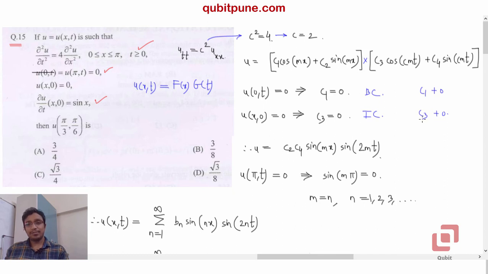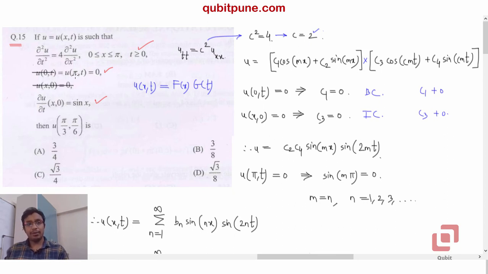So c3 has become 0, so our solution has now been modified to c2 into c4 sin mx into sin cmt, but as c is equal to 2, it is sin of 2mt. So we have utilized one initial condition and one boundary condition. We utilized the initial condition, so let me just chop it out.